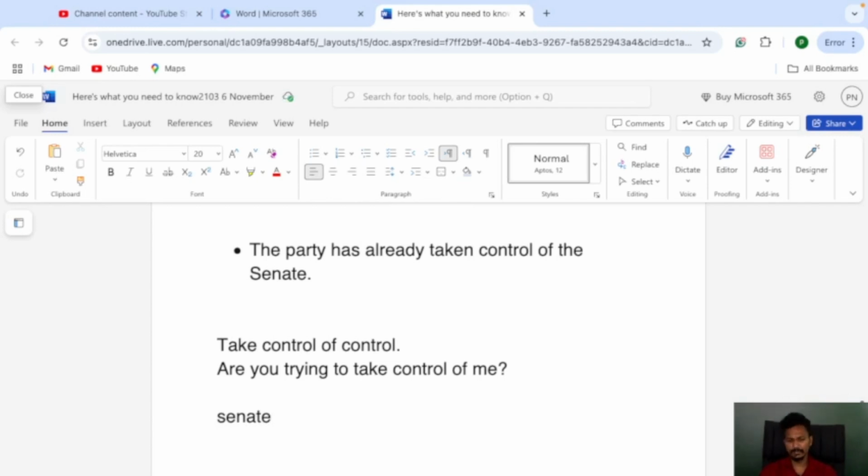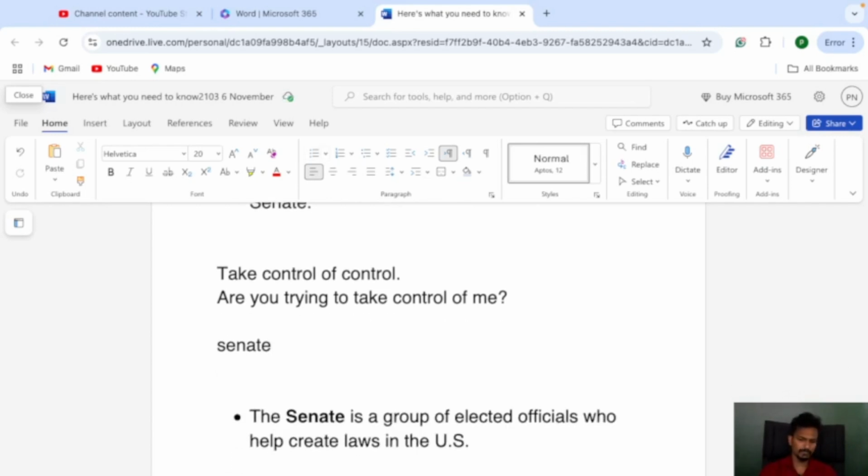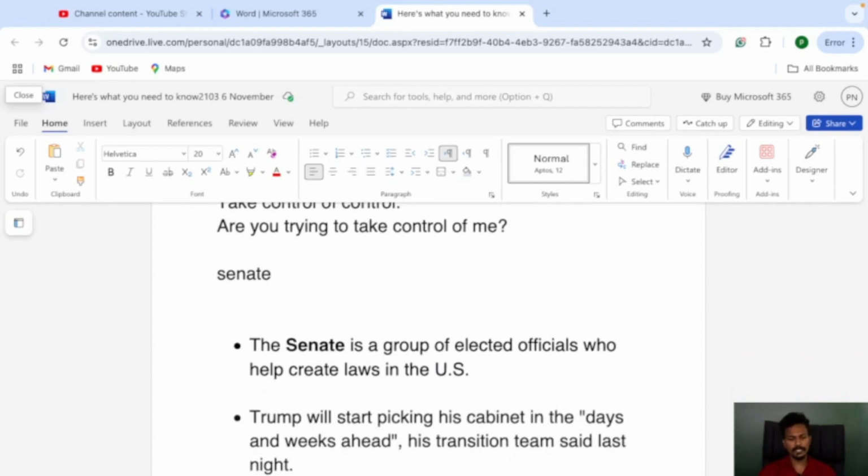The Senate. A group of elected officials who help create laws. Senate, they call it. Okay. Trump will start picking his cabinet in the days and weeks ahead. Here, pick. Take a look at this one.